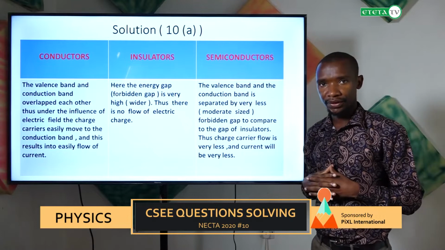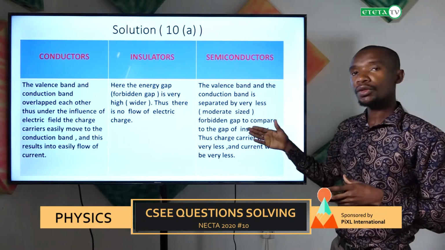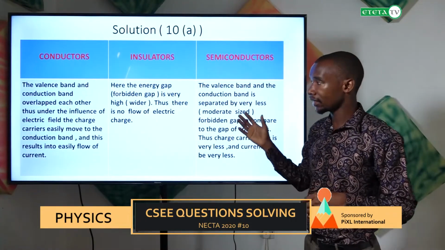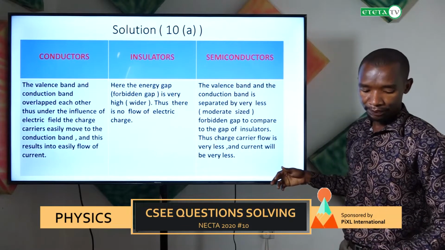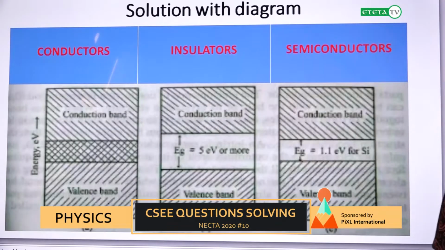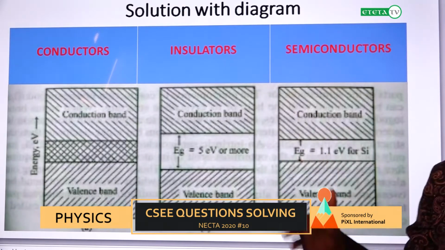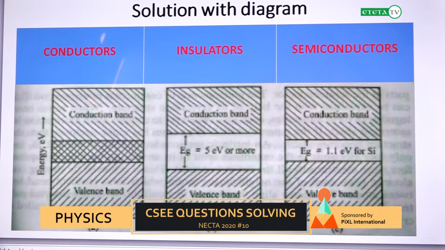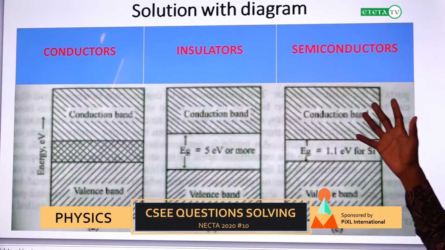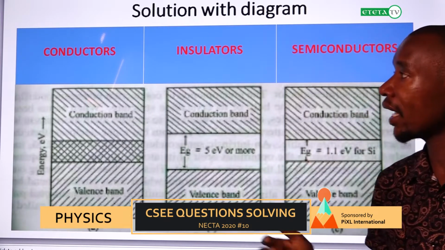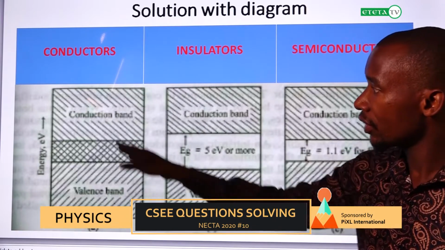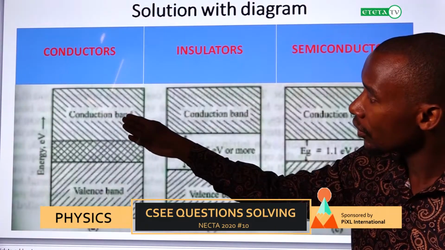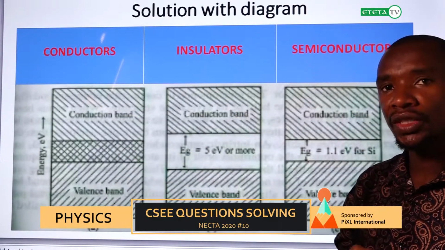energy band theory. Also, it will be good if you include an illustration as I tried to draw here. As I said, it is better if you include diagrams to distinguish between the conductors, insulators, and the semiconductors. As I have said, in conductors there is no forbidden gap. We have conduction band and valence band. This conduction band and valence band overlap each other.